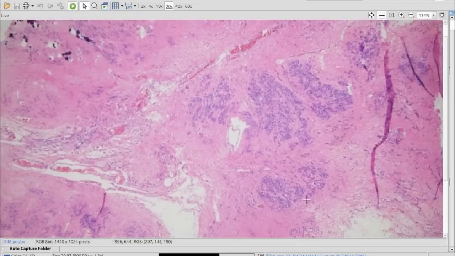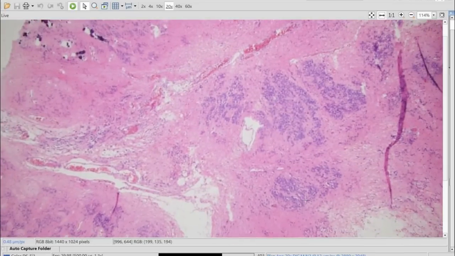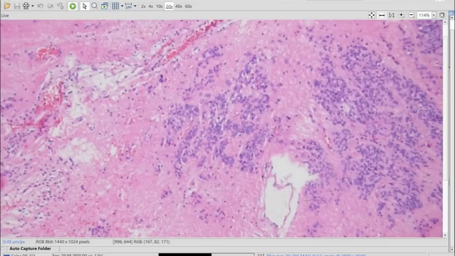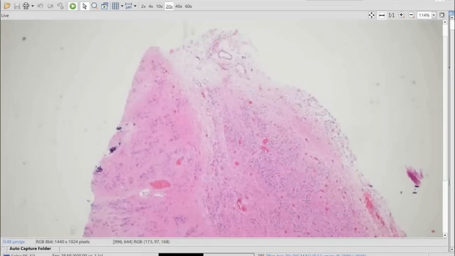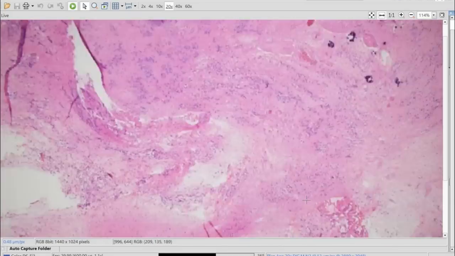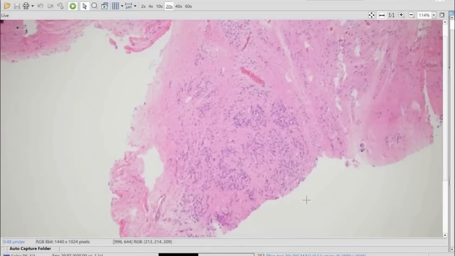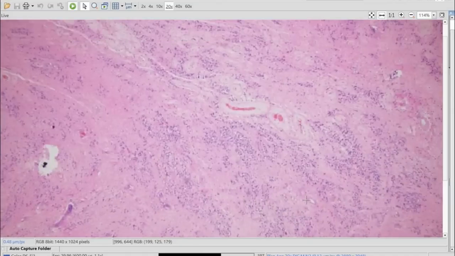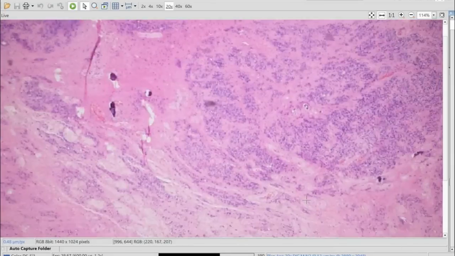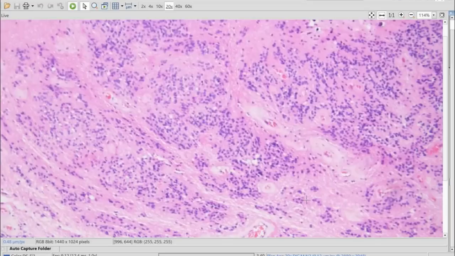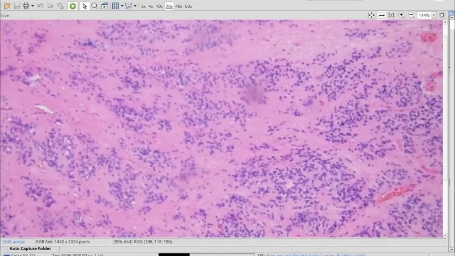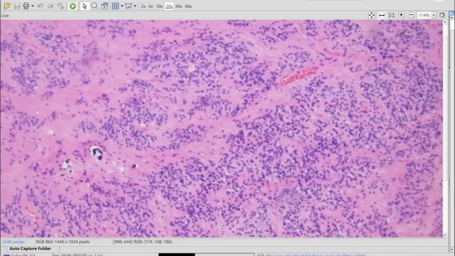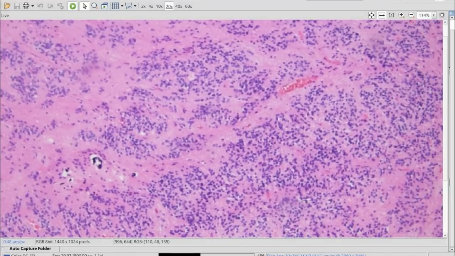But what we're starting to see is areas that are a little bit more cellular, and when you start seeing some good pseudorosettes, this increased cellularity. Here as well. And here as well, particularly here. So this is an issue that we tend to see in consults, because you have this area here that actually looks to you like an ependymoma, and other areas that look like subependymoma.